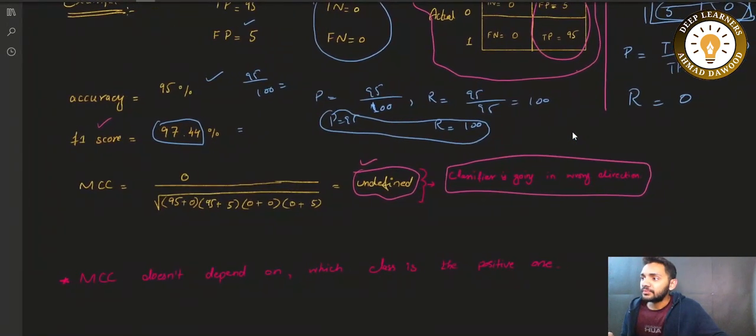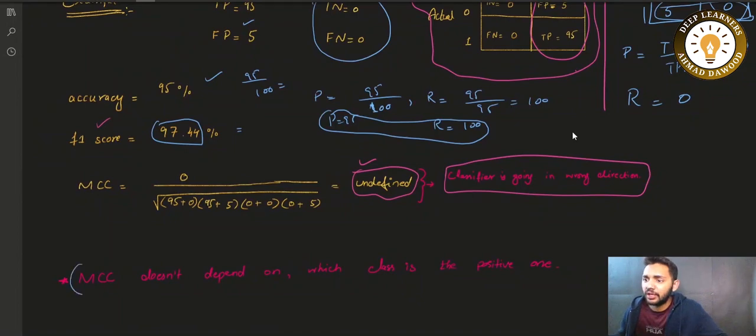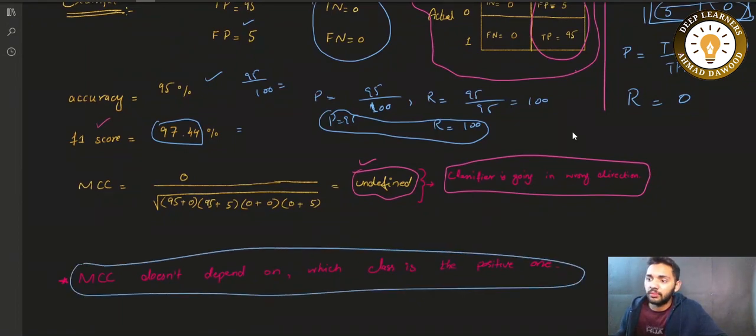MCC does not depend on which class you have mentioned as the positive class and which as the negative class. If you don't want to depend on, or mention by yourself, which class is positive and which is negative, and you don't want to follow my recommendation, then you can use MCC if you care equally for both errors. And if you are following my recommendation, then you can simply use F1 score, and it can work as a good measure there.